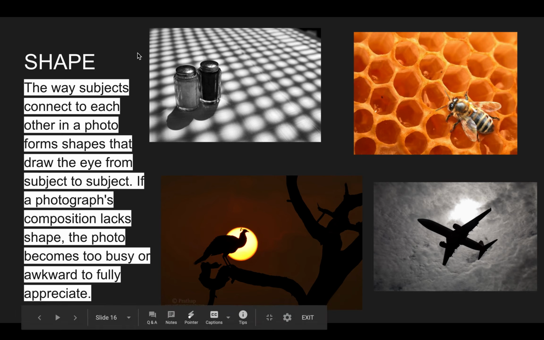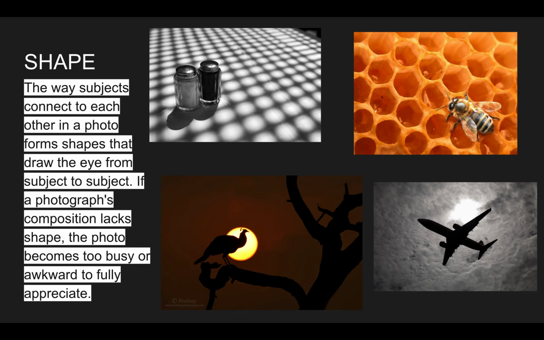The element of shape. Shape is the way the subjects connect to each other in the photo. So what are the shapes that draw the viewer's eye to the subject? Oftentimes you'll see a repetition of shape. These two photographs, although the subject matter is different, are also very similar because we've got this repetition of shape. This photograph was just taken underneath a picnic bench, and so you see these lines that have cast a shadow on the ground.